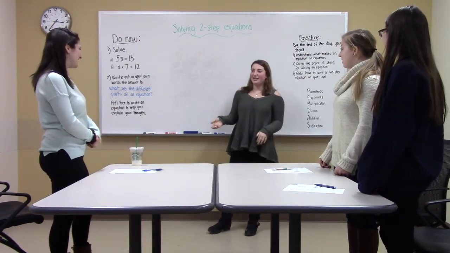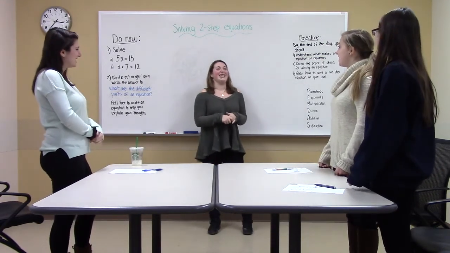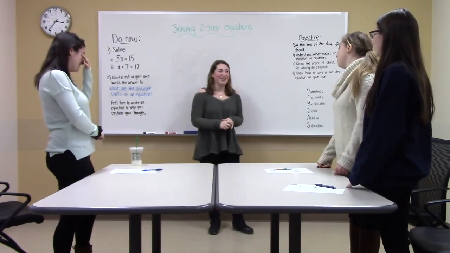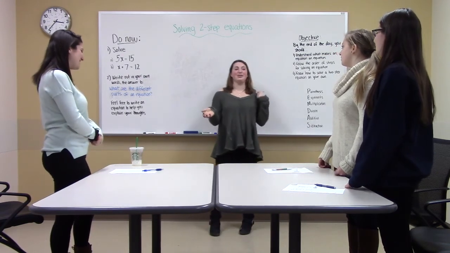When you need to solve an equation, first you add or subtract. Next you need to divide or multiply in order to get x by itself. But remember, what you do to one side, you must do to the other.